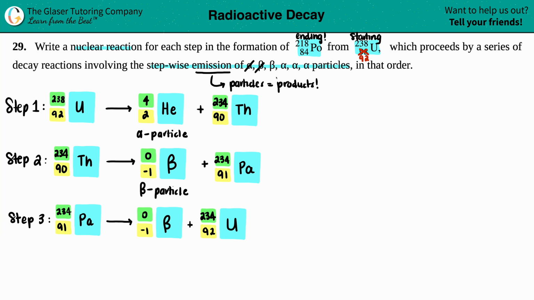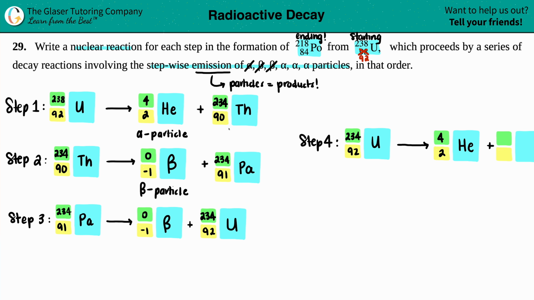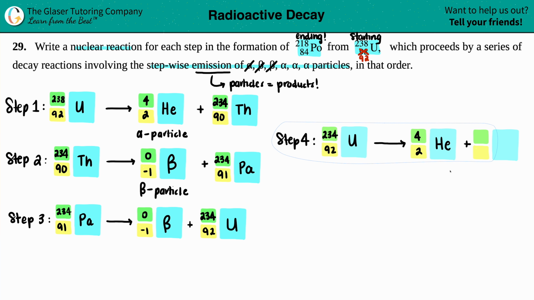Let's now do step 4. So this is out. So now the rest of them are going to be alphas. So step numero 4. Let's bring in the uranium, which is a 92, 234. We are emitting an alpha particle. So that's a helium. 4 on the top, 2 on the bottom. And let's see. Oh no! We're going off the screen. There we are. Okay. So let's see. 234 equals 4 plus 230. 92 equals 2 plus 90. And 90, we're back to thorium.